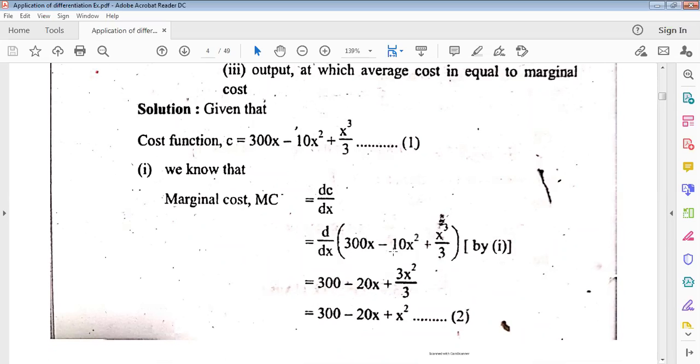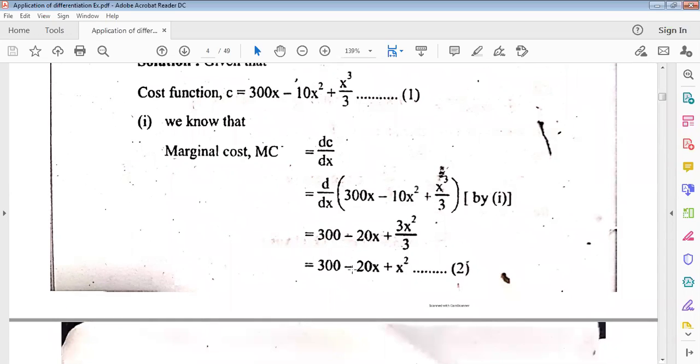This way only 300. Minus 10 x square differentiation is 2 into x to the power 2 minus 1, that means the x to the power n formula. This is why 2 into 10 is 20. X to the power 2 minus 1 means x only. Now 1 by 3 x cube differentiation is 3x square, 3 into x to the power 3 minus 1. Right? X cube differentiation, x to the power n formula. That's number 1 formula of your list.